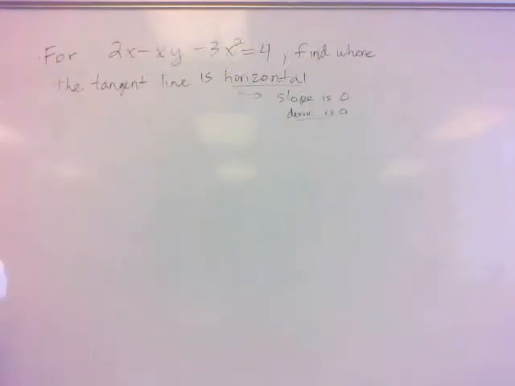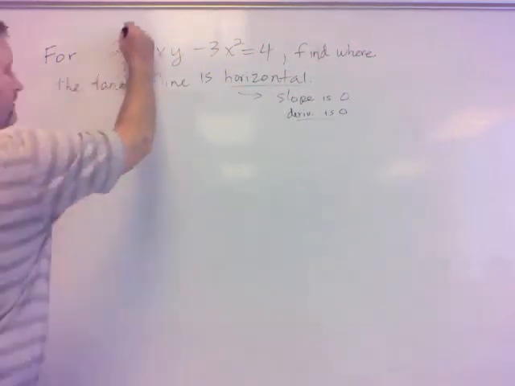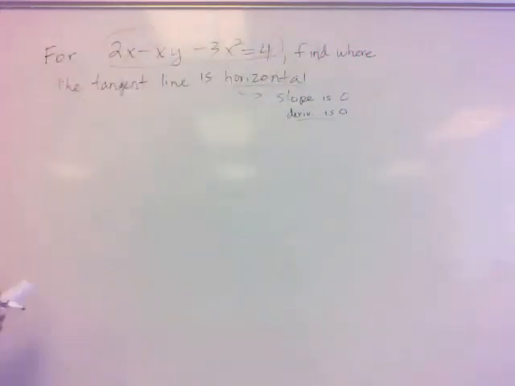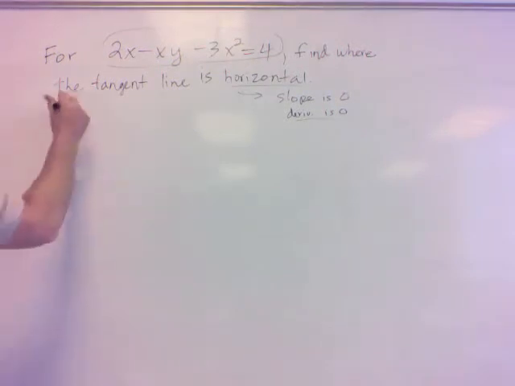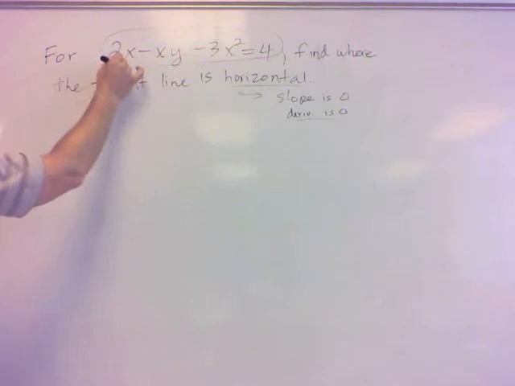We need to find the derivative and set the derivative equal to 0 and see where that takes us. Okay, so on this one, I guess there are other ways we could do this, but the idea is to use implicit differentiation to do this. All right, so let's implicitly differentiate this.